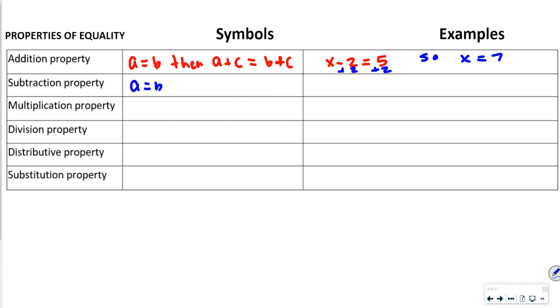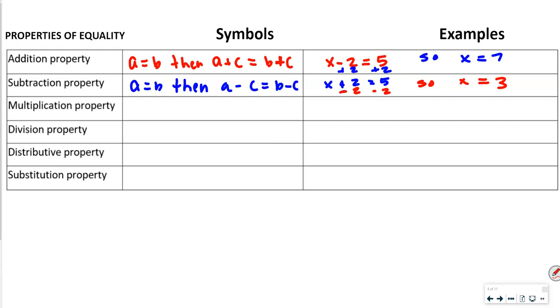So on this next one, again, we're going to say A equals B. If A equals B, then what? This is subtraction now. We're going to say A minus C is equal to B minus C, okay? So what does that look like? So if we were to say x plus 2 equals 5. Now what did we have to do to get rid of the 2? We have to subtract it, right? So we're going to subtract 2 from both sides. Minus 2, minus 2. So here, x would be equal to 3. And we had to do subtraction to simplify that problem, okay?